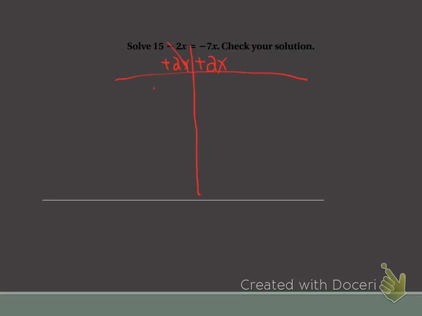Those will cancel out, and I'm left with 15 is equal to negative 5x. Now we still don't have our x by itself. It's being multiplied by a negative 5. So to get rid of that, we have to do the inverse operation, which, the opposite of multiplying, is to divide. So we're going to divide by negative 5 on both sides. Those will cancel out, and I'm left with x equal to negative 3.